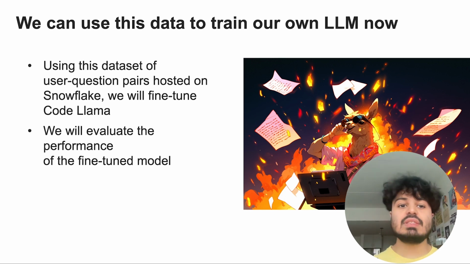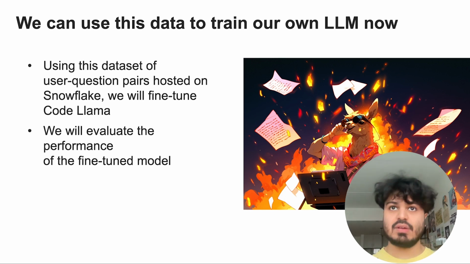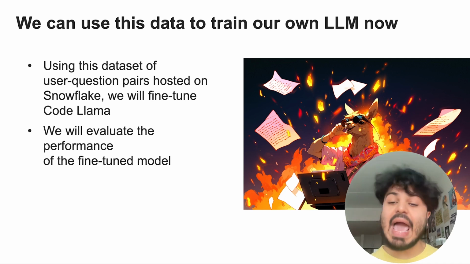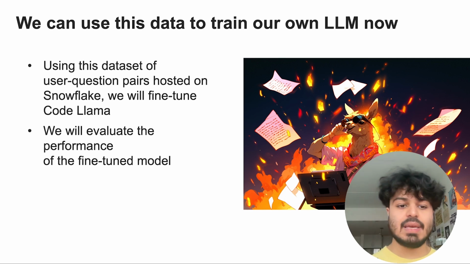And so using this data set of user question pairs alongside the feedback hosted on Snowflake, we will fine-tune Code Llama using Hugging Face, the framework, and having all of the analytics regarding the model training centralized in the system of record that is Weights and Biases. We will then take that final fine-tuned model and evaluate its performance. So let's do that now.